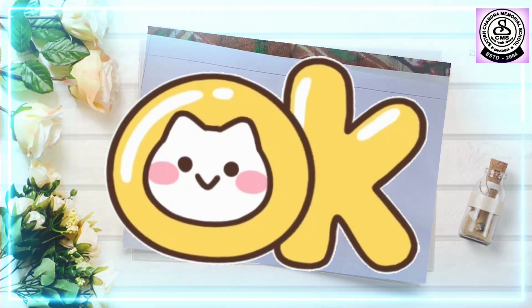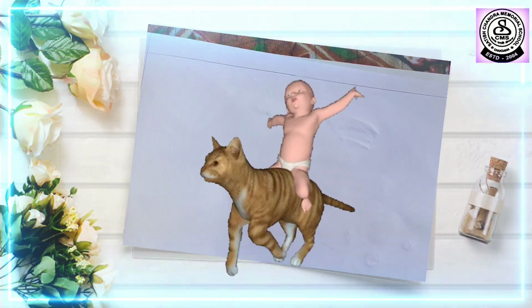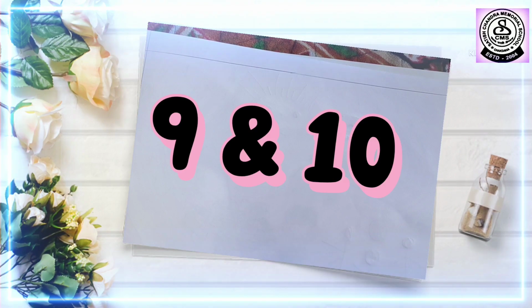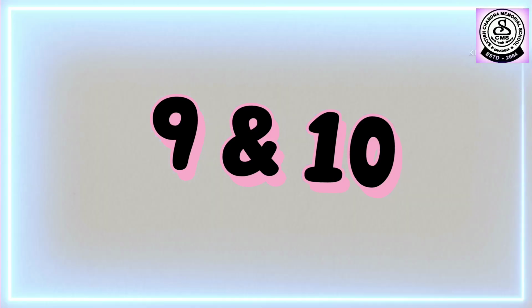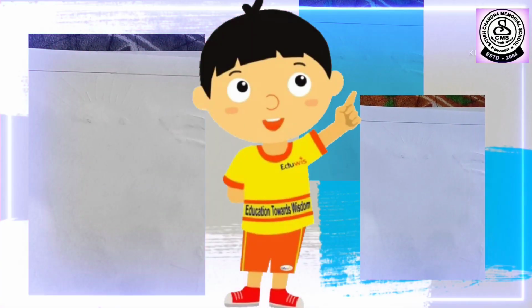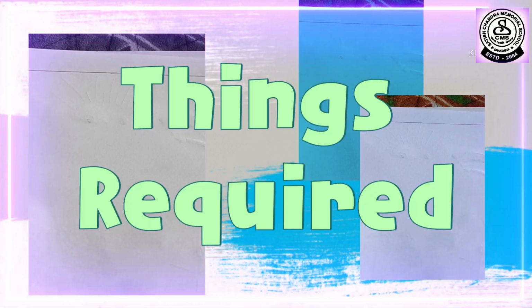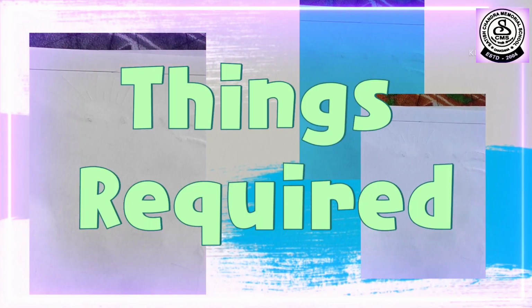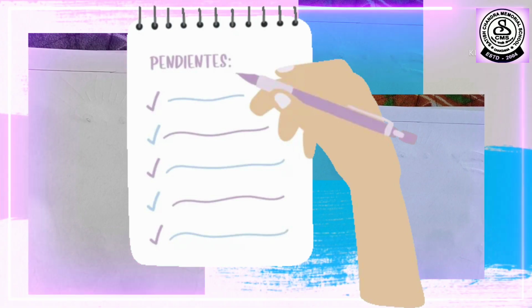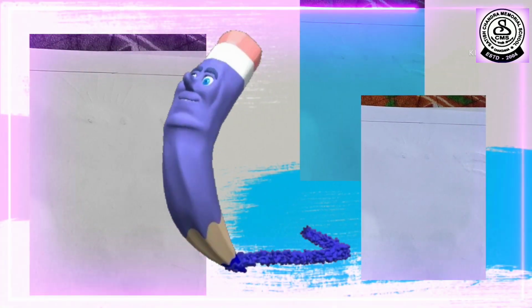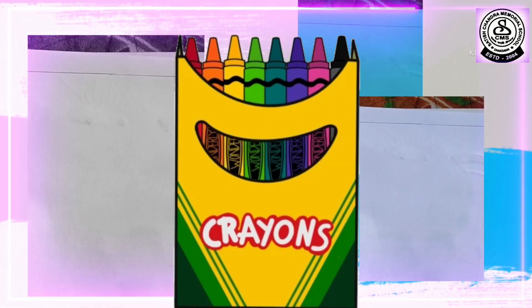So today in this video, we are going to make animals with number 9 and 10. So let's see what are the things that we are going to require. You will need your copy, your pencil and crayons.